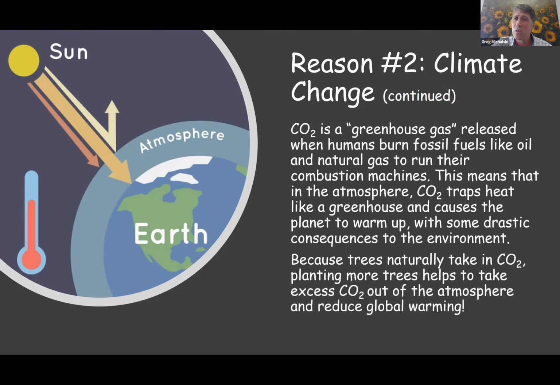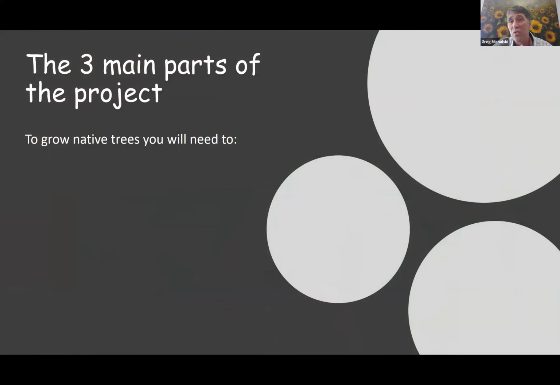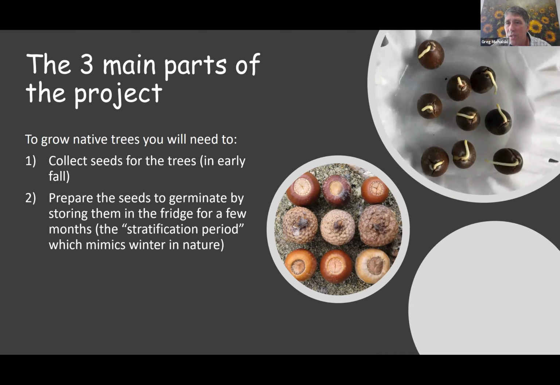So, and then, you can lay it out for students in the big picture. Here's the project, big picture wise. Really, there's just 3 parts to this project over the year. And the first part is, if you're going to grow native trees, of course, you're going to need seeds. So the students in the fall, they have to collect seeds. They then have to prepare the seeds.